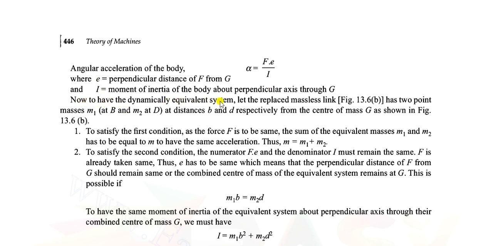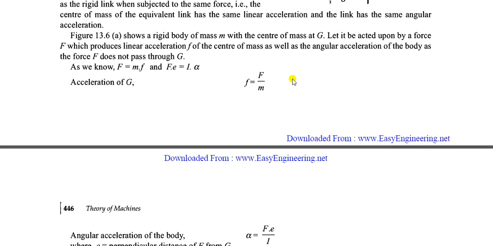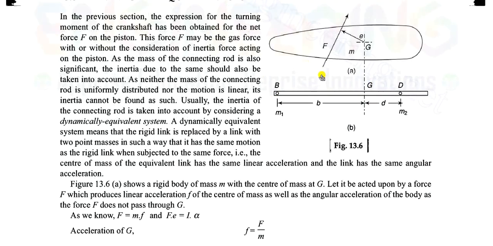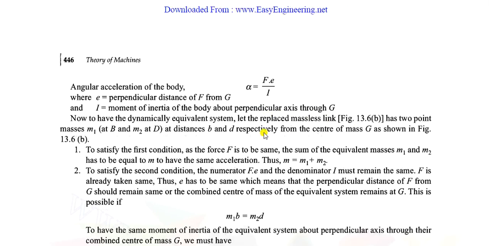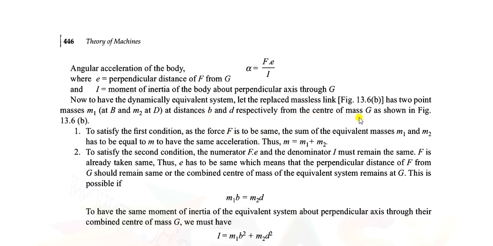Now, to have the dynamically equivalent system, let the replaced massless link have 2-point masses m1 and m2. This is an equivalent link, meaning you are replacing this body with this link, and we are calling it a dynamically equivalent system. This system has two masses, m1 at B and m2 at D, at distances b and d respectively from the center of mass G, as shown in figure.